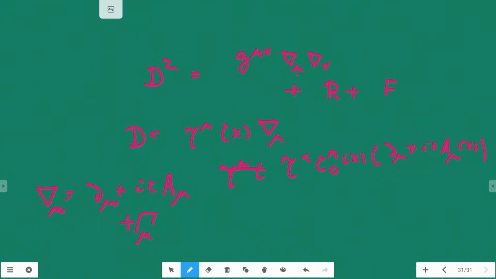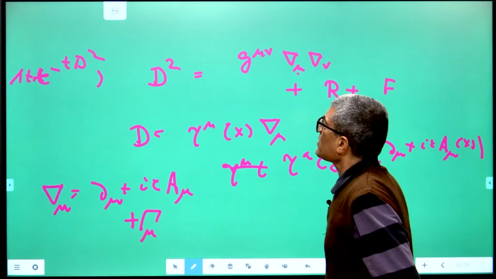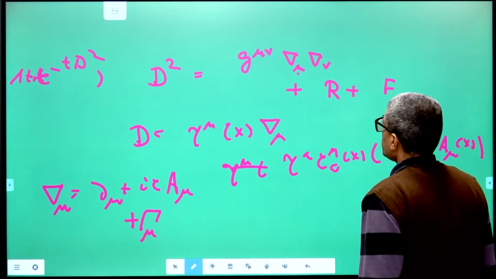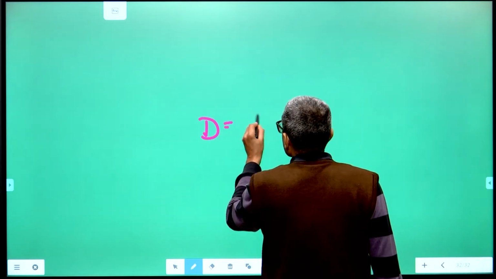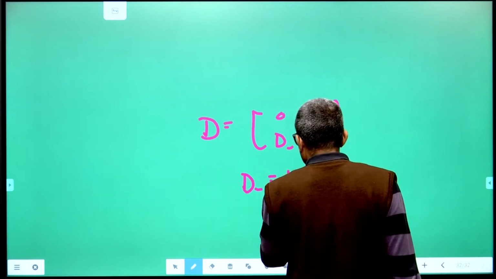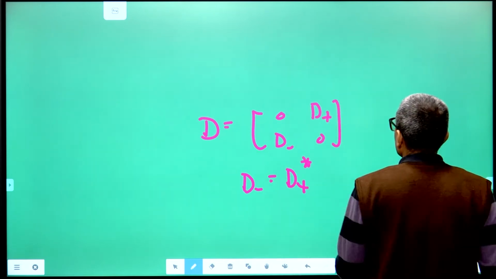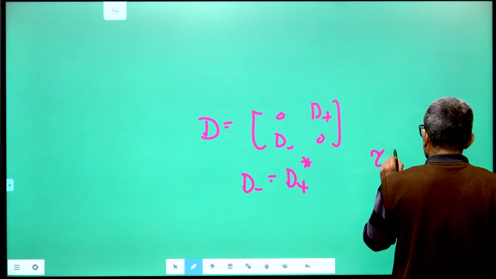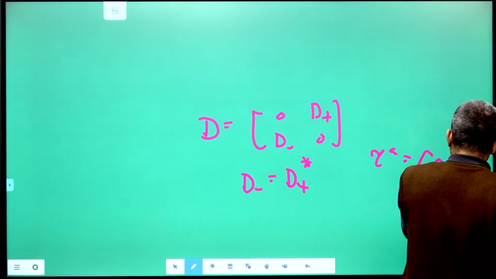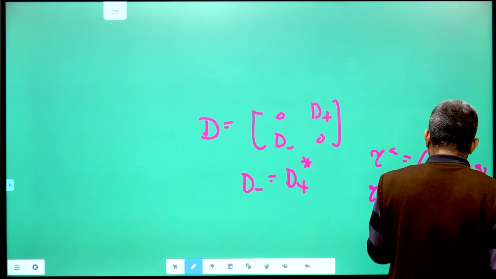So in that case, if you calculate e to the power minus t D squared and its supertrace, then this is precisely the index of the Dirac operator. It can be seen in the following way. You can write D, the Dirac operator, as 0, D plus, D minus, 0, where D minus is D plus star. You can write it in this form by using the expression for the local gamma matrices. Gamma A can be written as 0 sigma A, minus sigma A 0, for A equal to 1, 2, 3, and gamma 0 can be written as 0 I, I 0.